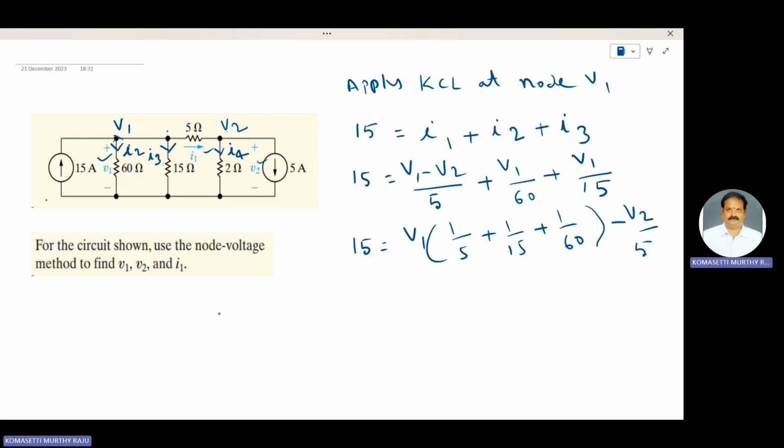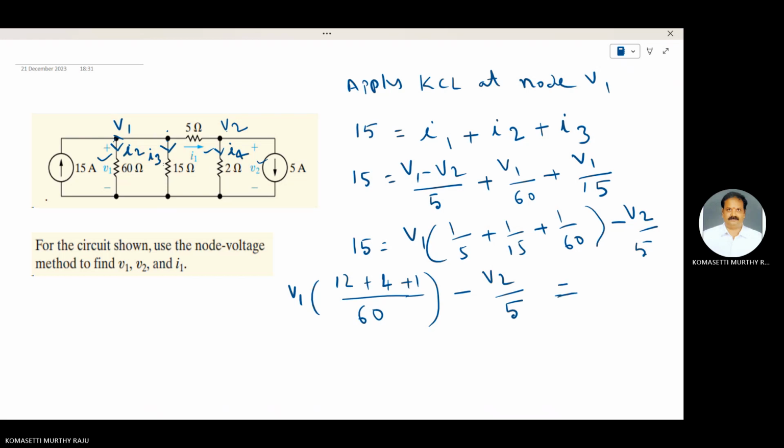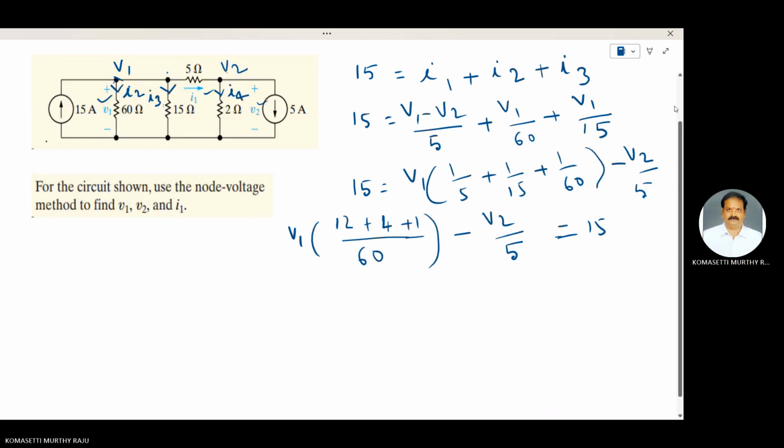Arrange in proper order. V1 into, with 60 as the LCM: 12 5s are 60, 12; 15 4s are 60, so this one is 4; and 1. So V1 into (12 plus 4 plus 1) by 60, that is 17 by 60, minus V2 by 5 is equal to 15.